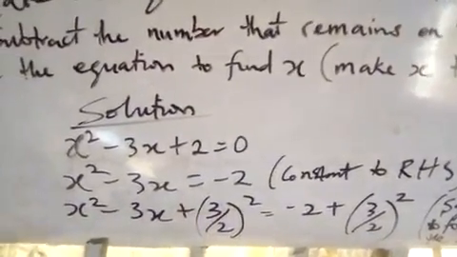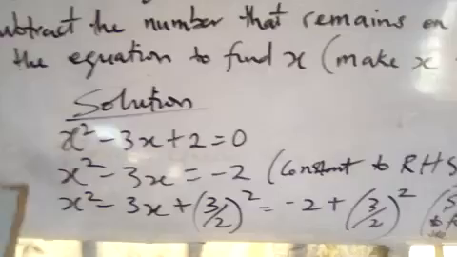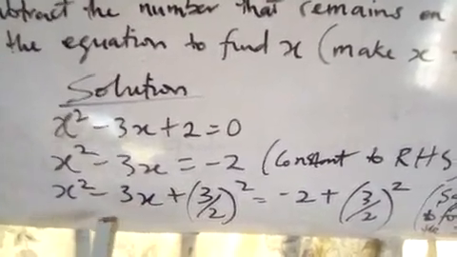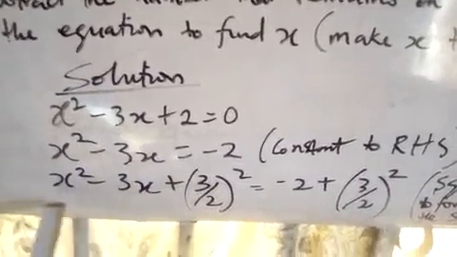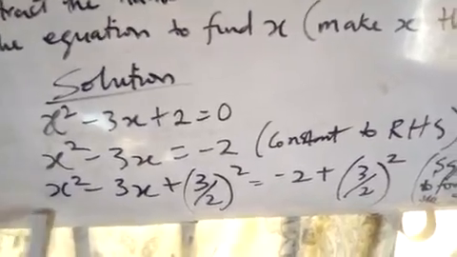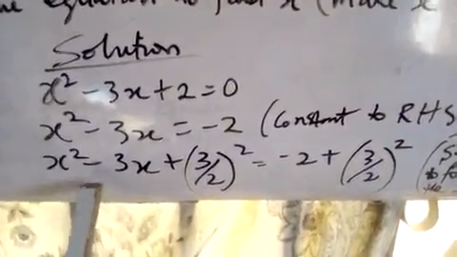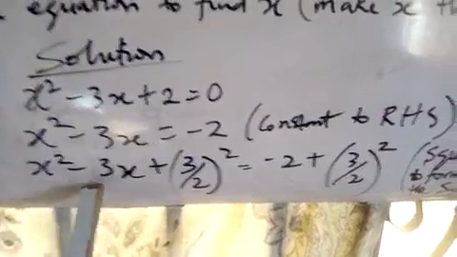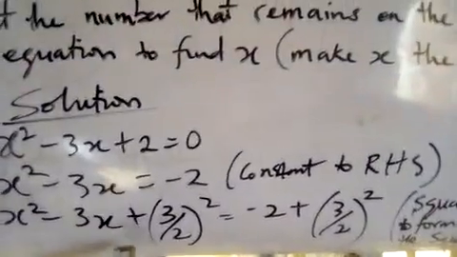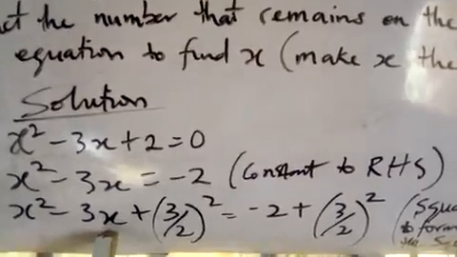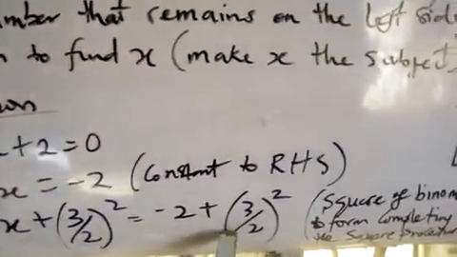Then what do you do next? You find the coefficient of x, you divide it by 2 and you square the answer. So how do you do that? The coefficient of x is 3. You divide it by 2 and you square. So you now add it to the left hand side, and you do the same thing to the right hand side.